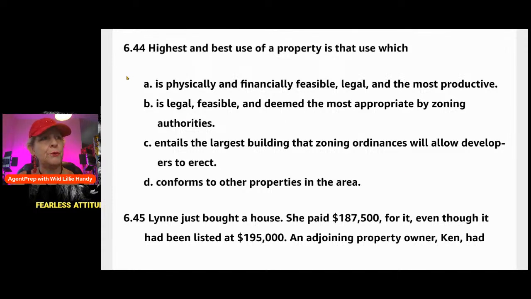All right, number 44. Highest and best use property is that use which A, is physically and financially feasible, legal, and the most productive. B, is legal, feasible, and deemed the most appropriate by zoning authorities. C, entails the largest building that zoning ordinances will allow developers to erect. Or D, conforms to other properties in the area. So the highest and best use of property.